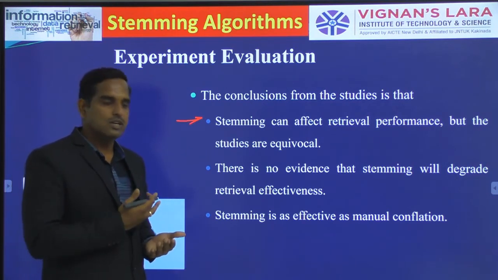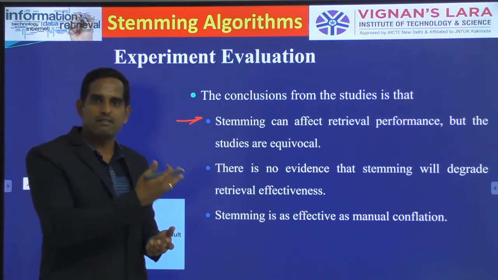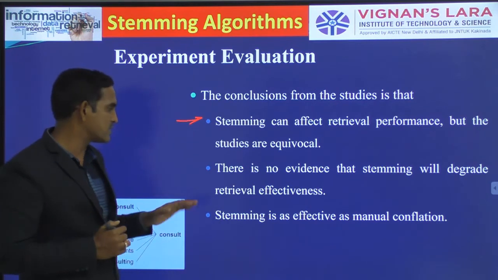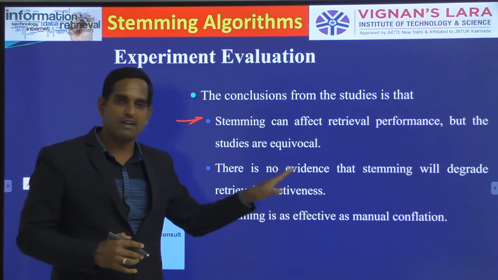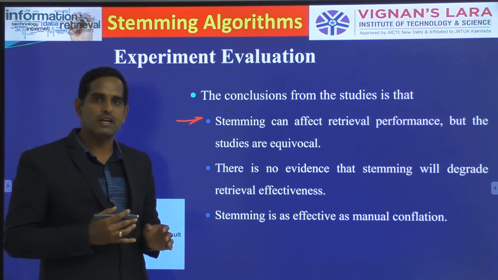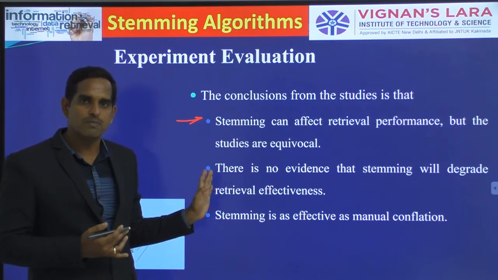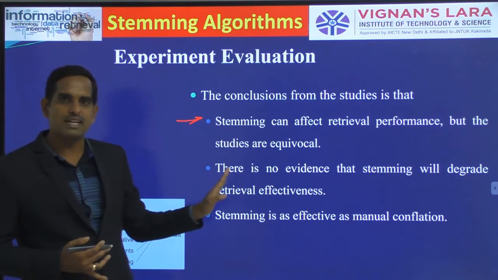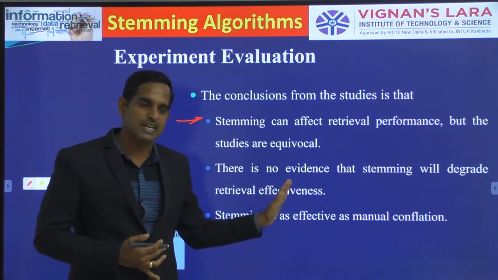Why? Because since a particular word has so many similar related words, the retrieval will be largely effective. Why? Because we will be getting a large number of search results. There is no evidence that stemming will degrade retrieval effectiveness. Even if you implement the complete stemming process, with whatever overhead you have to store these particular words, there is no evidence that this will degrade the overall retrieval performance of your information retrieval system.